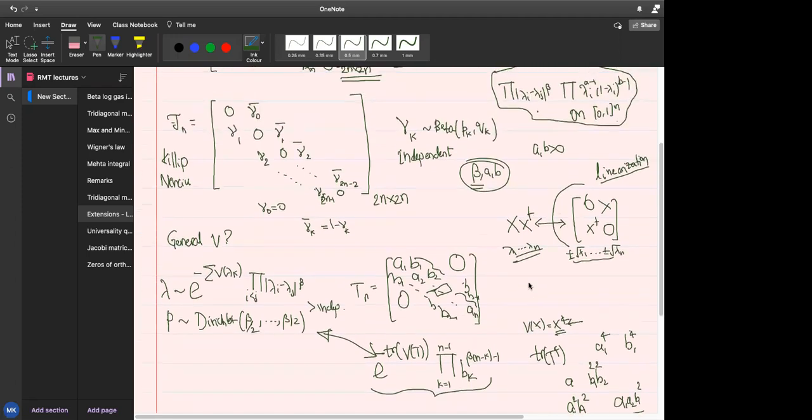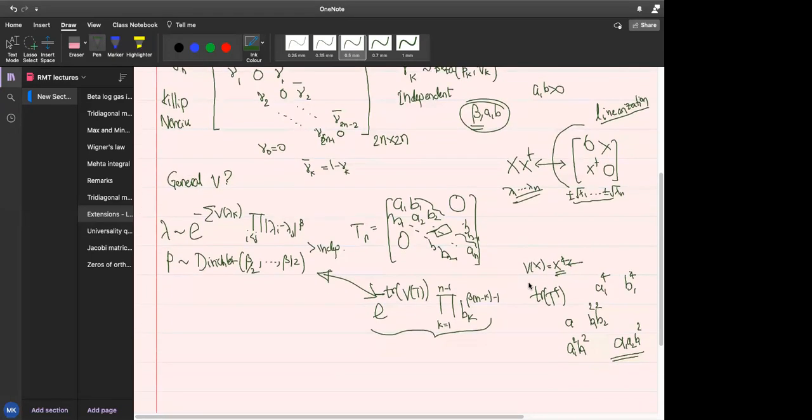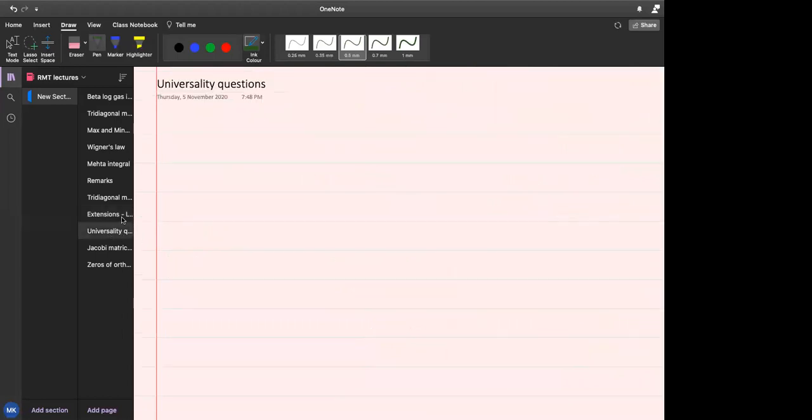Okay, so that is the general situation. It's not so neat. So why do we care? That is because of this universality question. So yesterday, let me just quickly remark what the universality question is.